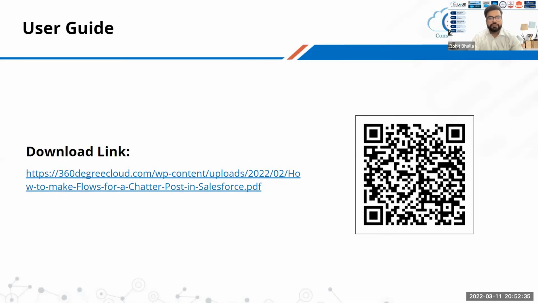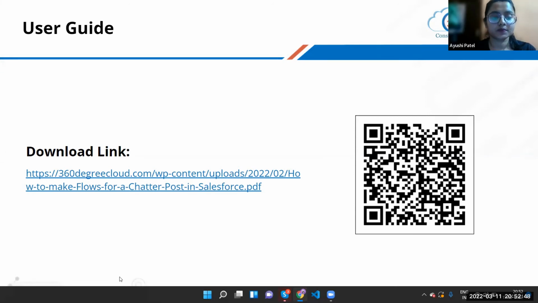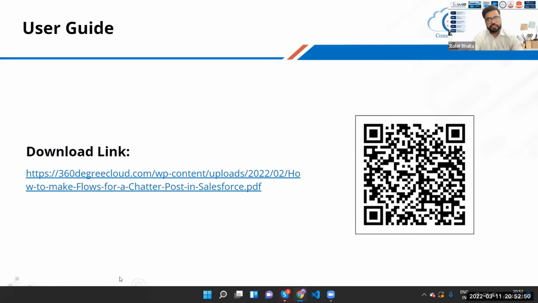So this is the user guide which we have created. If you want to automate the Chatter post and learn how to enable it, you can easily download it, and we will publish it on LinkedIn as well. You can find it on our website so that you can refer to this PDF. You can enable it by yourself. You can automate the Chatter post as well. So it's a do-it-yourself guide.